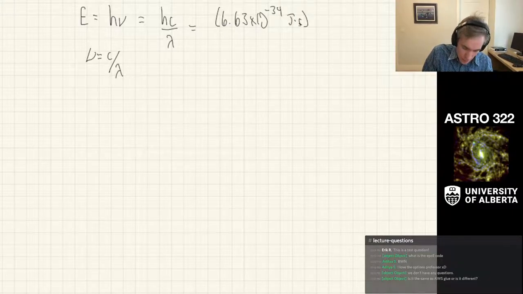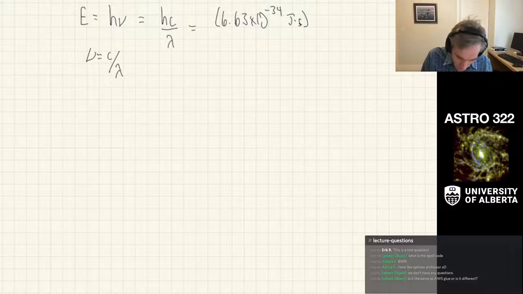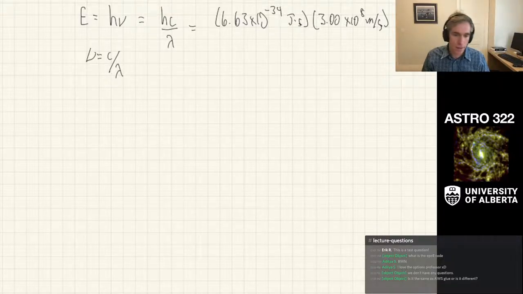And here's the point in the class where you realize that my handwriting is terrible. I'm sorry, I don't know who to blame. I blame myself. Anyways, 3 times 10 to the 8th meters per second. I explained to my wife that 90% of the questions I get in class are, what does that say?